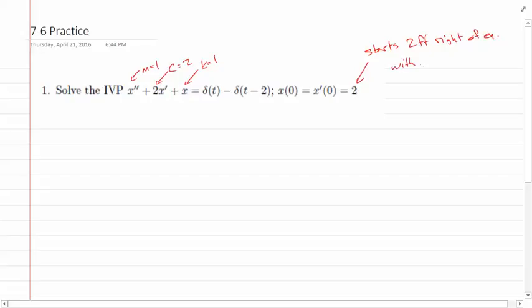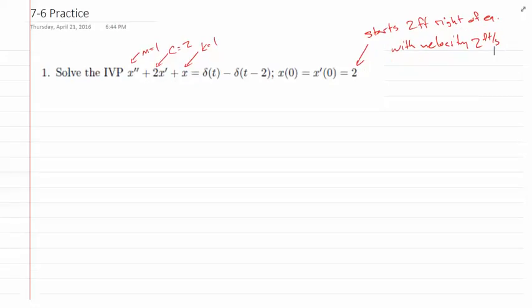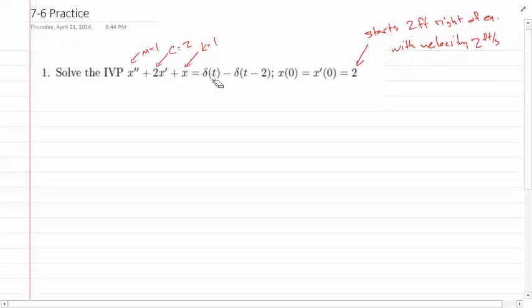With velocity 2 feet per second to the right, okay, because they're both positive. And then the right hand side here is the external forces. There's two of them. The delta t, that's like hitting it with a hammer at time t equals 0. And then the delta t minus 2, that would be like hitting it with a hammer in the opposite direction at 2 seconds. It's the opposite direction because there's a minus sign in here.